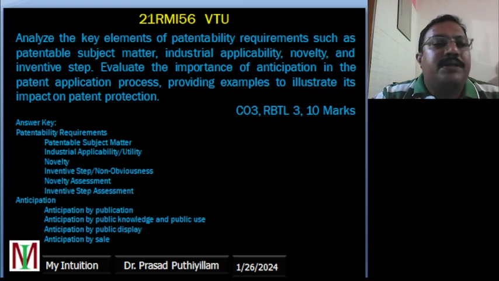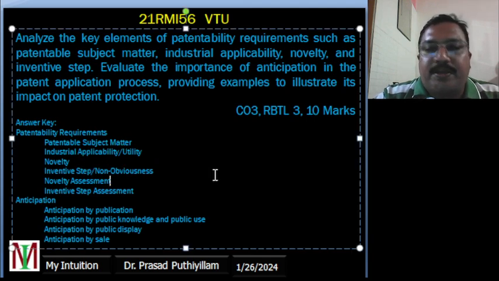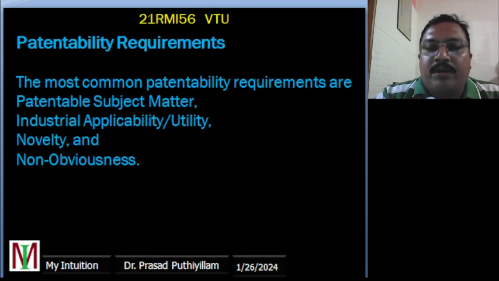The main answer key is mentioned here, and based on that I am explaining. The first one is the patentability requirements. The most common patentability requirements are the patentable subject matter, industrial applicability or industrial utility, novelty, and non-obviousness. First we will see them one by one.